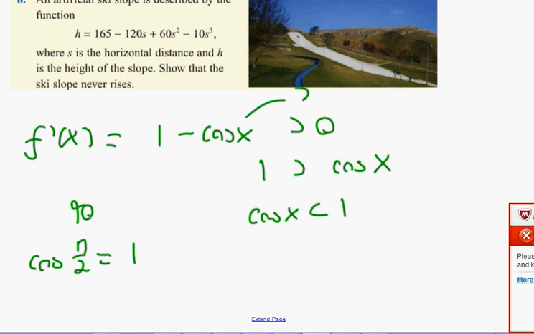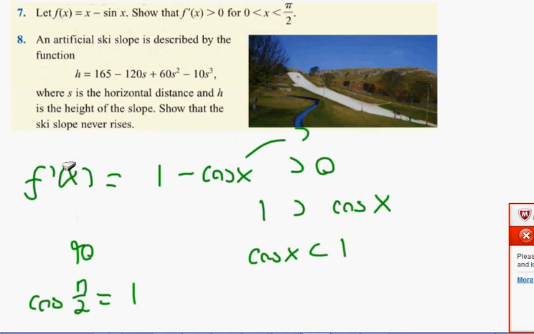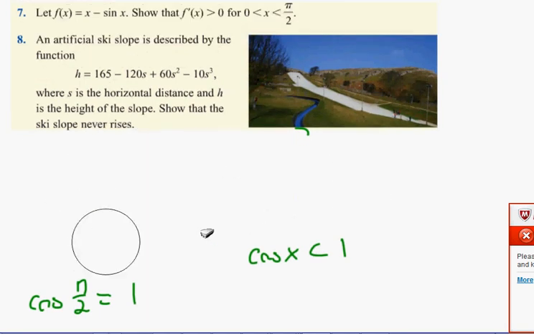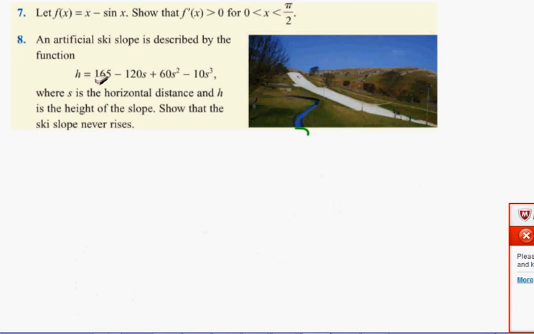Okay, next one, number 8. An artificial ski slope is described by the function h equals 165 minus 120s plus 60s squared minus 10s cubed, where s is the horizontal distance and h is the height of the slope. Show that the ski slope never rises. If it never rises, its slope is always negative. Therefore, another way of saying that is decreasing.